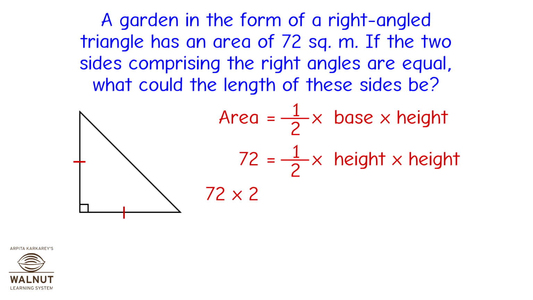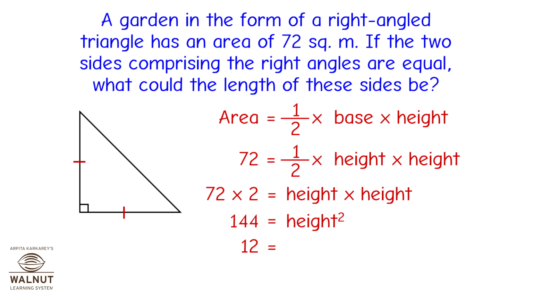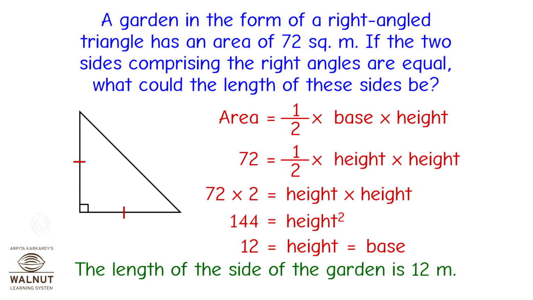Move 2 to the left side and we get 72 into 2 is equal to height into height, which is 144 is equal to height square. If we take a square root of both the sides, we get height is equal to 12 meters. As we know both the base and height are of the same length, base is equal to 12 meters. And that gives us the answer. The length of the side of the garden is 12 meters.